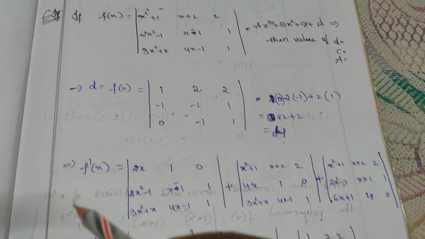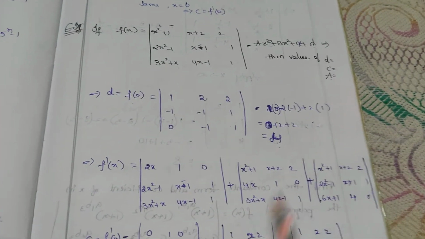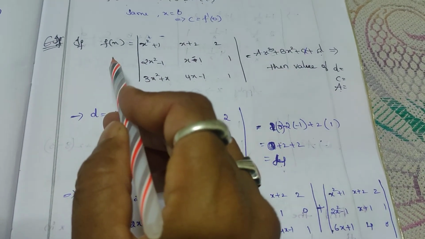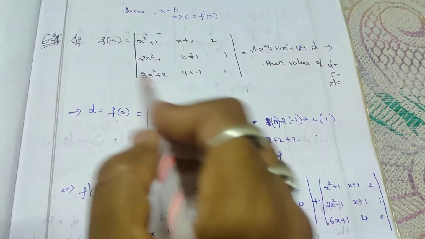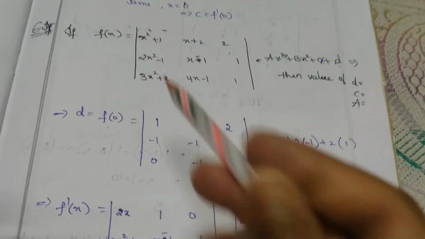Next, to find the c value, go for the first differentiation of f of x. If it is only f of x, you just write f dash of x. But here, in place of x, they have given a determinant. So go for the differentiation of this determinant. That means you can go according to row or column.